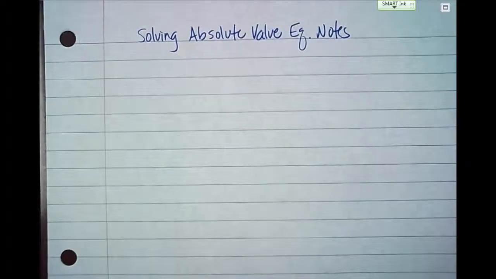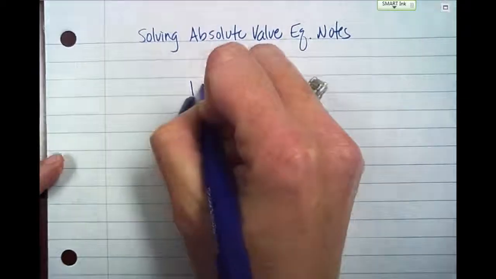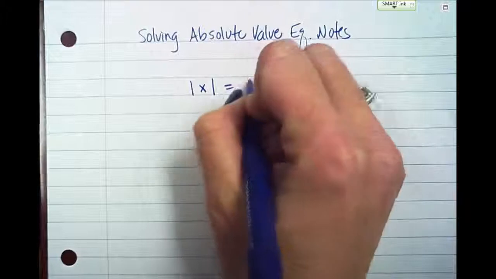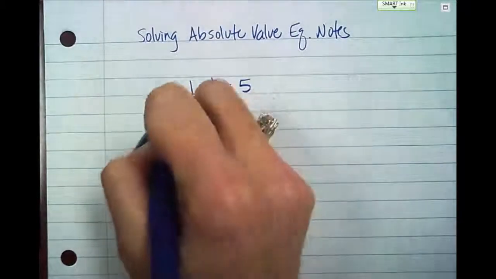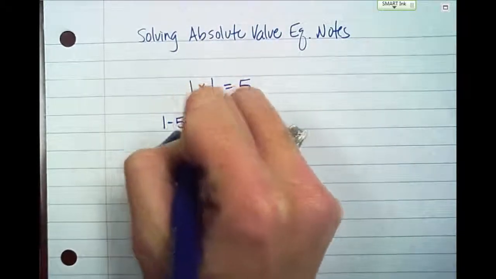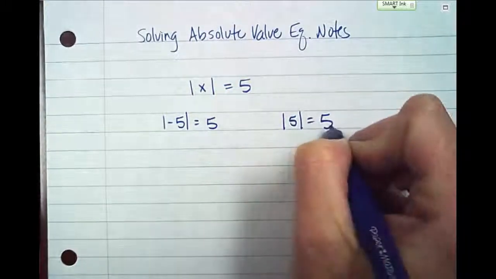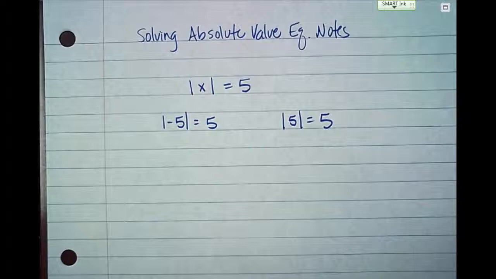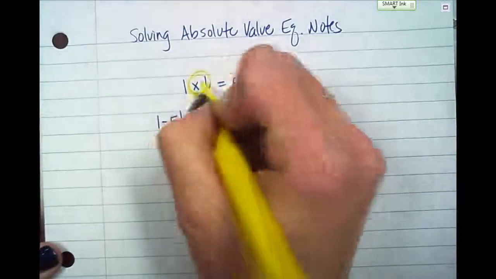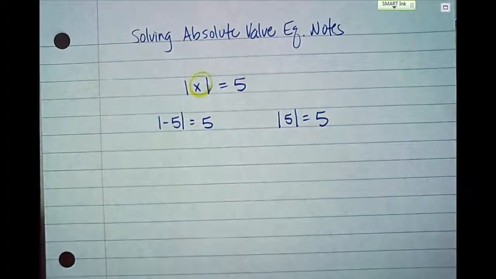Let's try solving this then. We're going to do absolute value, and just like I said before, if I say the absolute value of x is 5, two scenarios are really going on. Negative 5 is 5, and positive 5 is 5. So what's inside here actually has two values, kind of, right? Two things make it true.